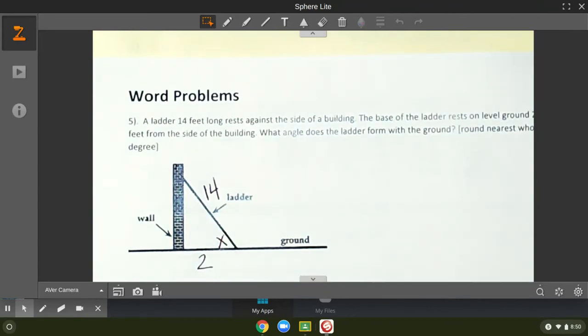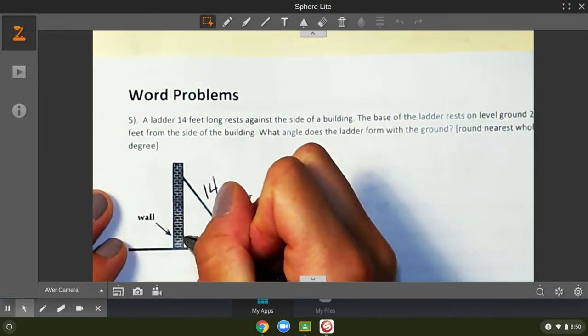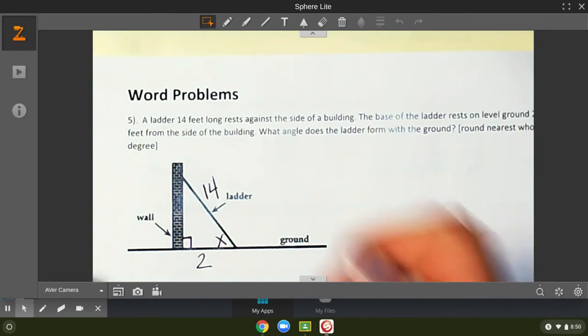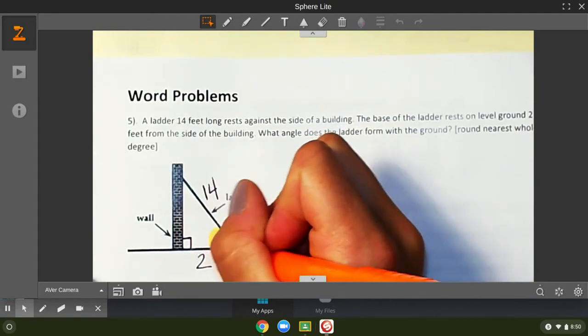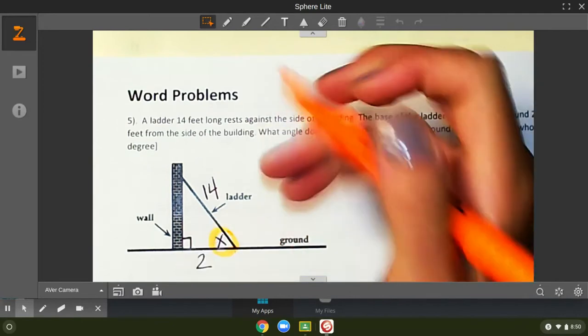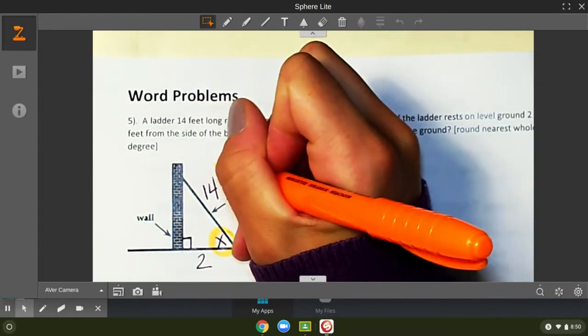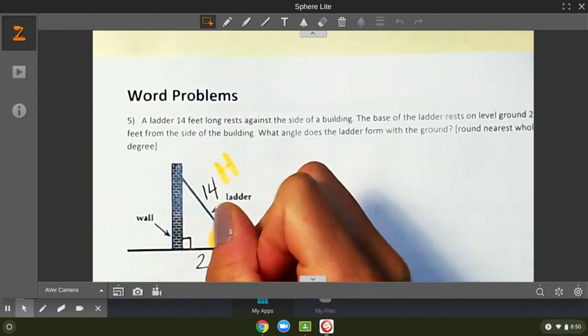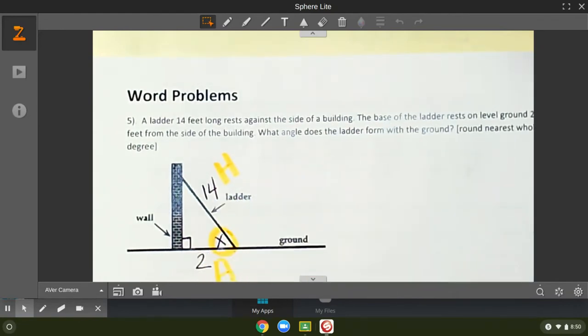All right. Now we do have to realize that a wall and the ground is always going to make a 90-degree angle, which means we have a right triangle. So to find our missing angle, we can use trigonometry. So just like before, circle your angle, and then we're going to label our sides. So the 14 is opposite the right angle, so that's our hypotenuse. And the 2 is directly next to the X, so that's our adjacent.